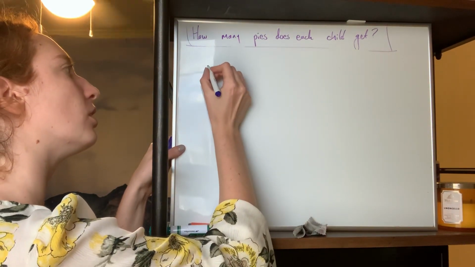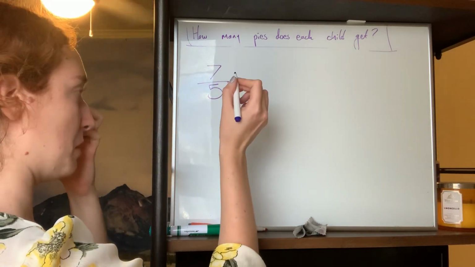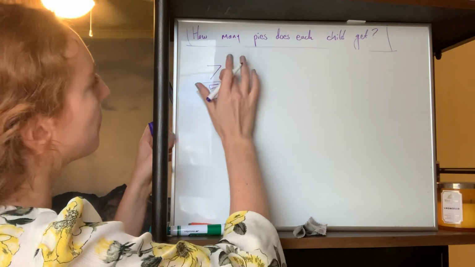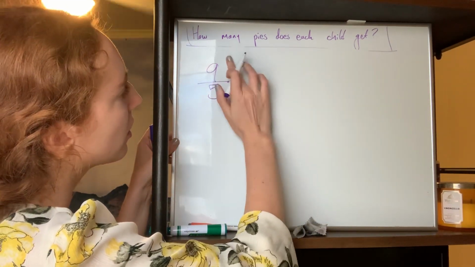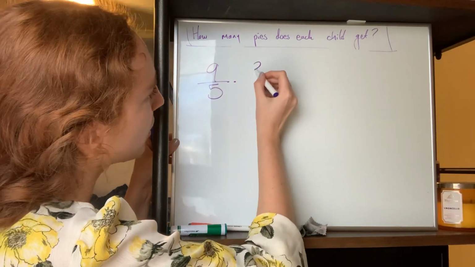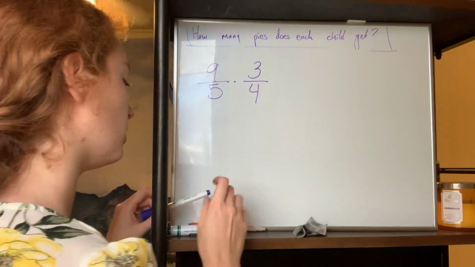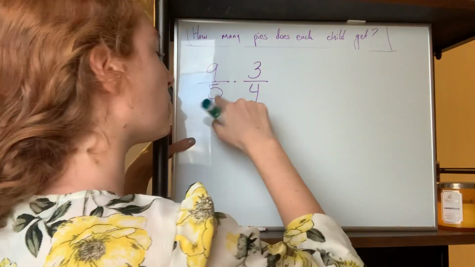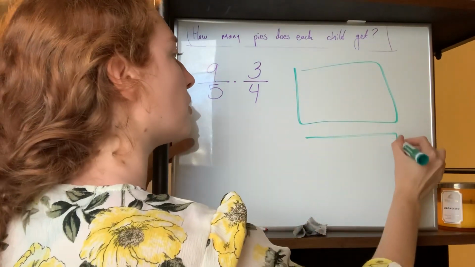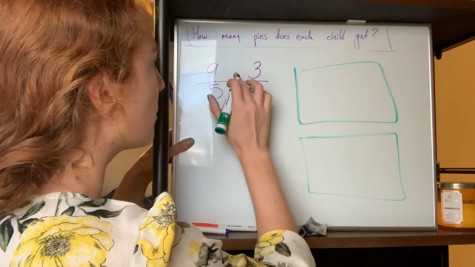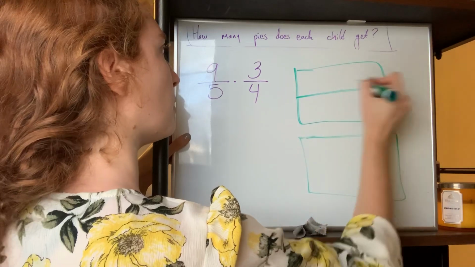So let's go with 9/5 times 3/4. All right, so now looking at my board, I'm going to need to denote the denominator by my rows. And I already know that I'm going to need more than just 1 box. So I'm going to break it into fifths because that's my denominator.